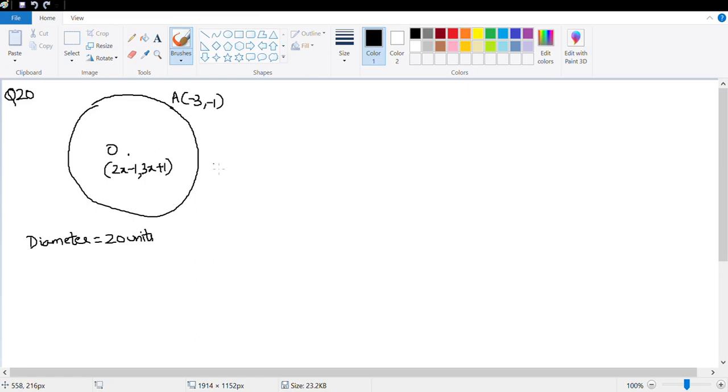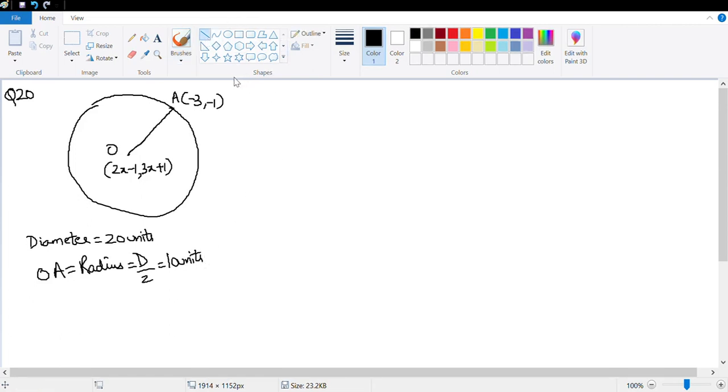Find x if the circle passes through negative 3, negative 1. So there's a point, let's name it A, which is on the circumference, which is (-3, -1). And the length of the diameter is 20 units. So the diameter is given as 20 units. I have named the center as O. So what is OA? Yes, OA is equal to the radius, which means it will be equal to diameter upon 2, which means 10 units.